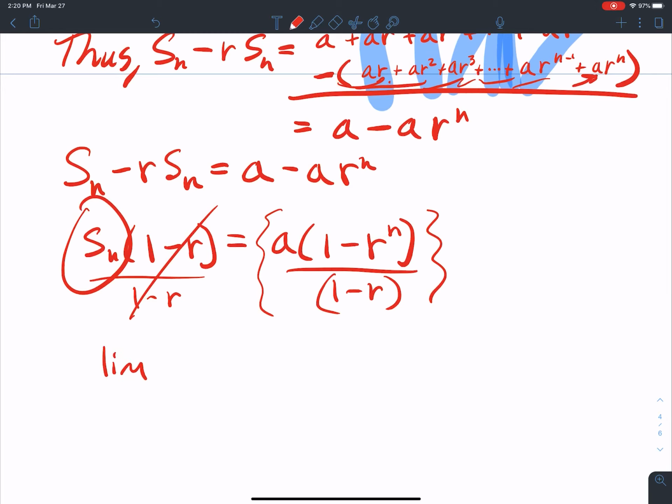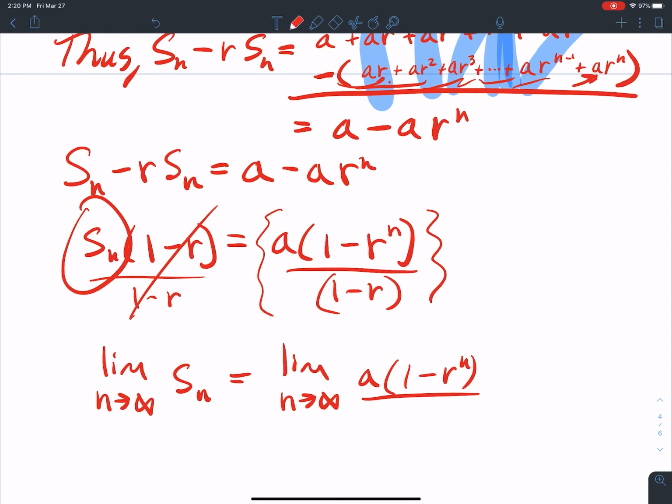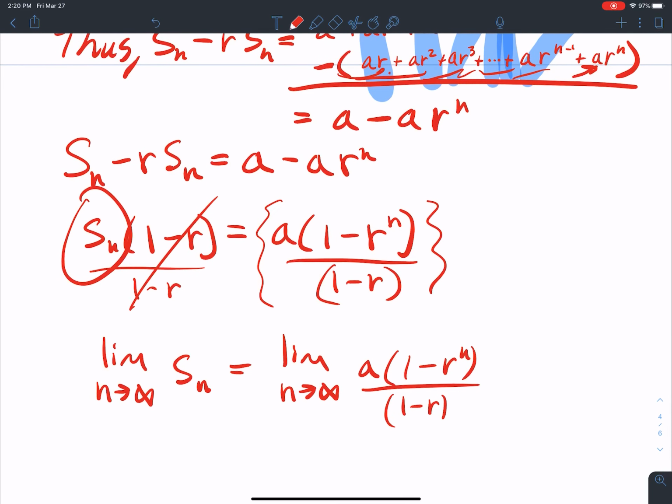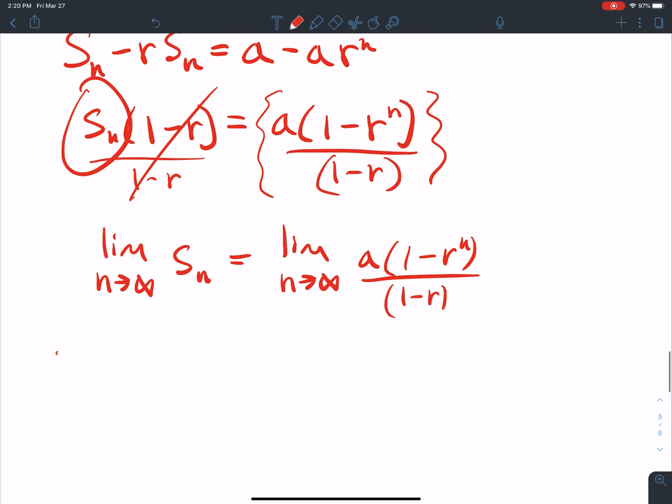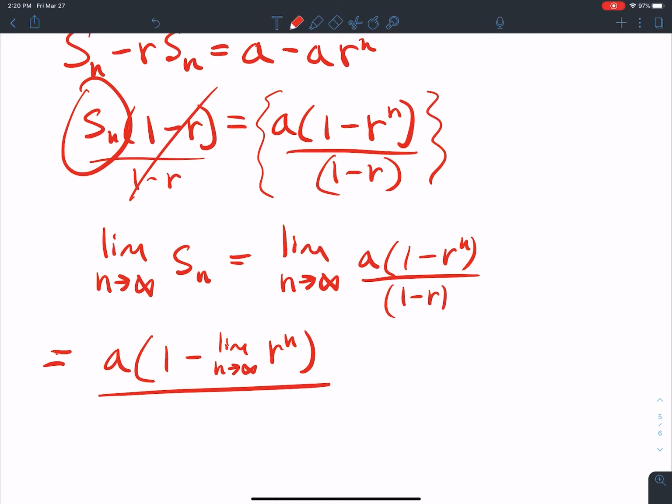So the limit as n goes to infinity of S_n is equal to the limit as n goes to infinity of a times (1 minus r^n) over 1 minus r. The a comes out front, so this becomes a times 1 minus the limit as n goes to infinity of r^n, over 1 minus r.